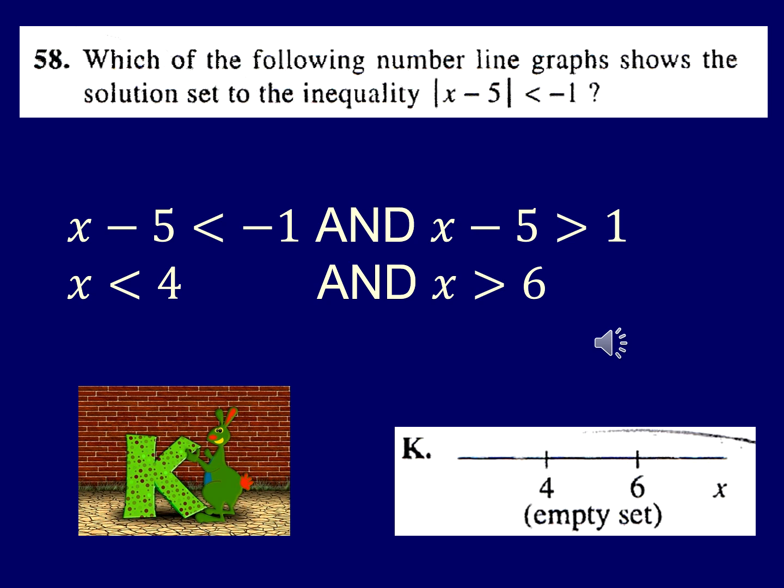If you did try and solve this problem, you'd have x minus 5 is less than -1, and x minus 5 is greater than +1. Remember, when you have absolute value problems, you flip the sign and change the sign on the number when you're doing the second part. That ends up being x is less than 4, and at the same time, x is greater than 6. Well, you can't have any number that's both less than 4 and greater than 6 at the same time, and that's also why it's impossible.